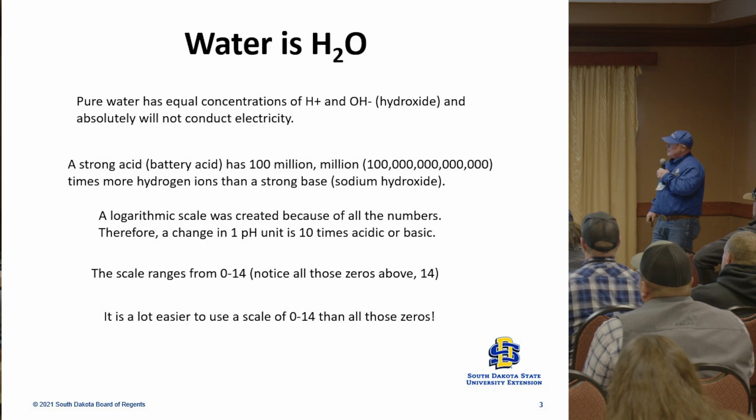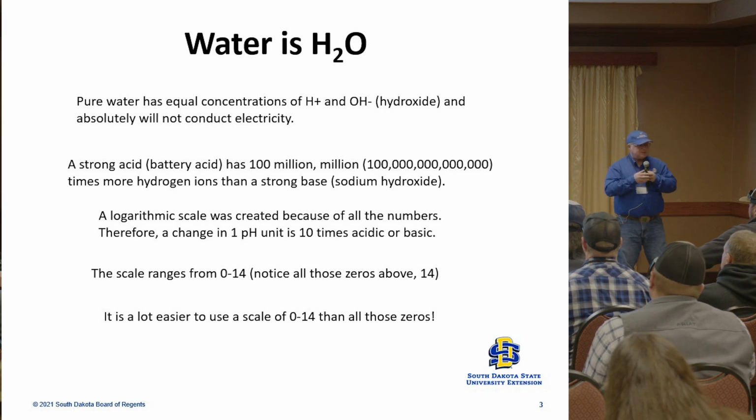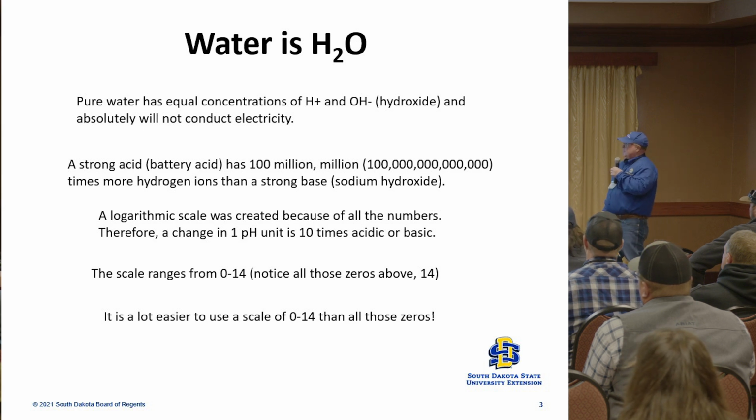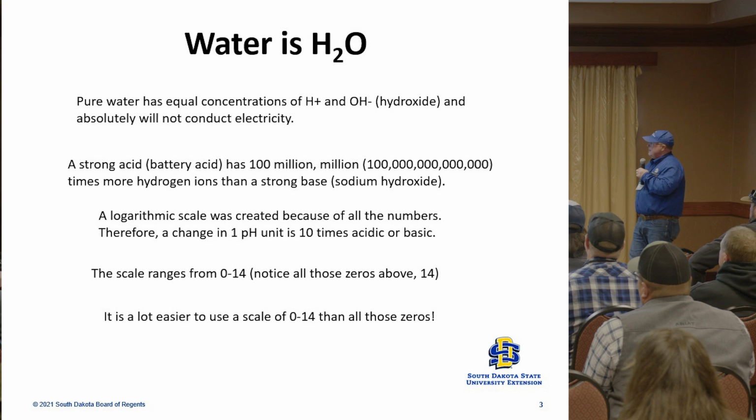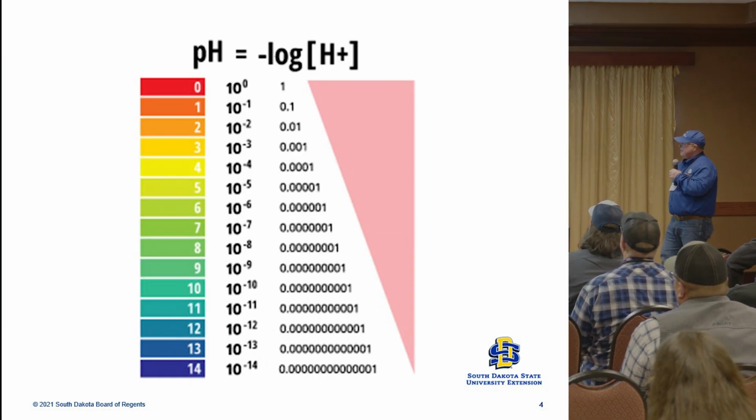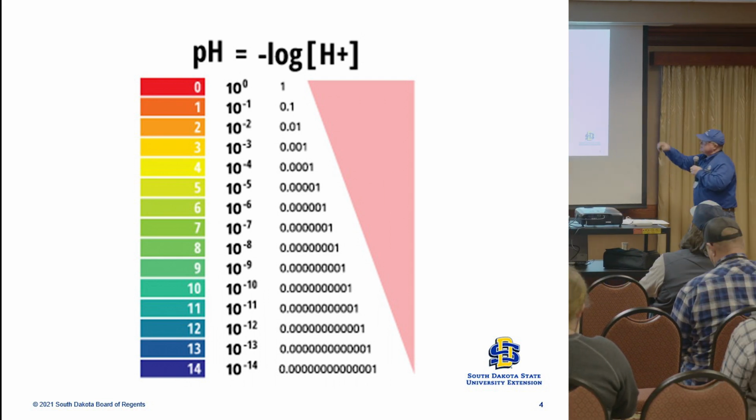The logarithmic scale was created for easier understanding. pH 1, pH 2, pH 3, right? The scale ranges from 0 to 14. Okay, all those zeros have been removed, and it's just a lot easier to use. Here's the scale right here. You can see that this is 10 to the minus 14th and vice versa.